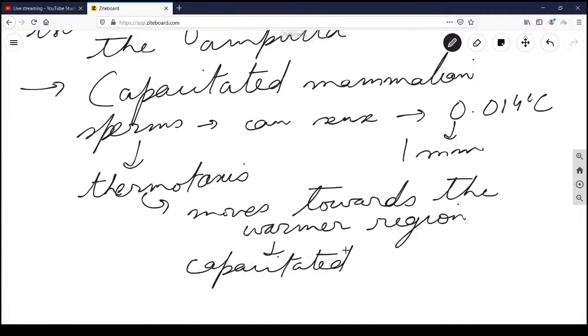So again, hyperactivation will cause it to be released or detached from the epithelial cells of the oviduct, and again this thermal cue is extremely relevant, otherwise it will never be able to find or move in the correct direction towards the ovum, and this is only present in the capacitated sperm. So not only the lipid rafts and the protein changes, but also the directional movement towards the ovum is facilitated by the capacitation process.